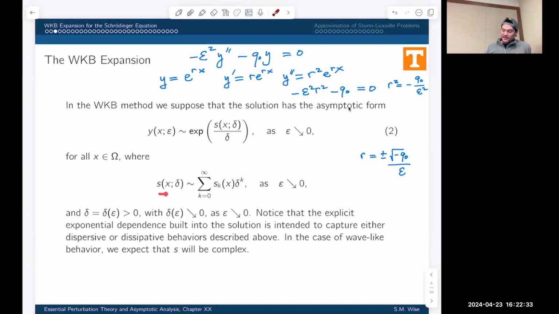We're assuming that S is an asymptotic power series in terms of integral powers of delta, and we've got to determine these terms S_k, k equals 0 to infinity. The exponential dependence is built right into the solution, which basically means this works for mostly linear equations. For the most part, it's not going to work at all for nonlinear equations, where we don't expect to have such simple solution descriptions.